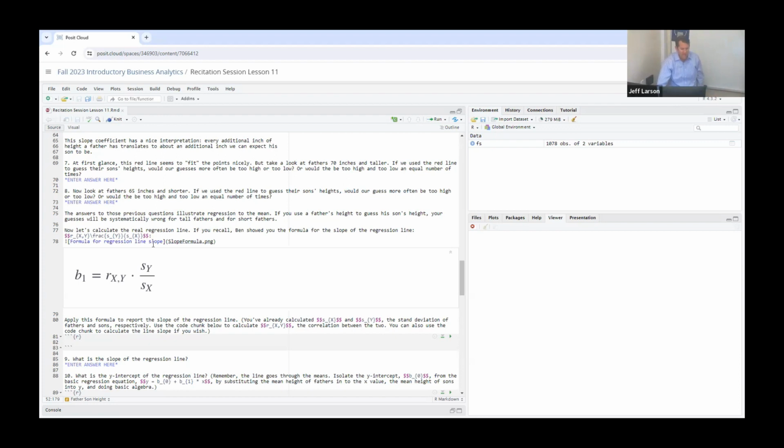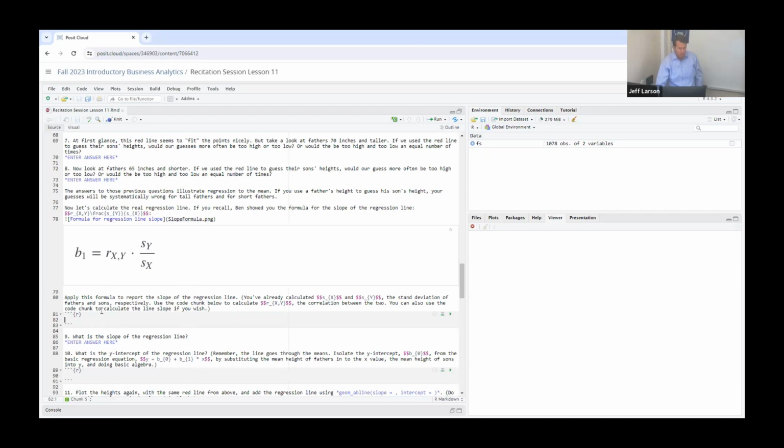Okay, and so here is the actual slope for the regression line. Remember, the line I just showed you was the standard deviation of y divided by the standard deviation of x. The formula for the slope is you take that number we just got and you multiply it by the correlation.